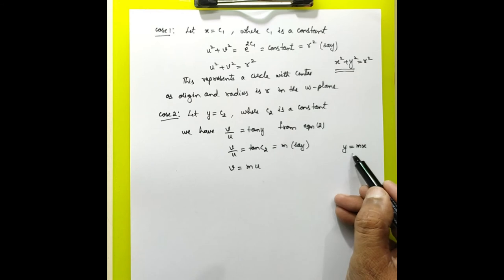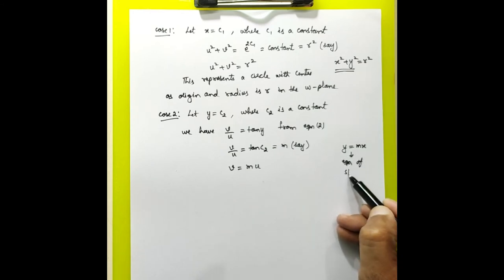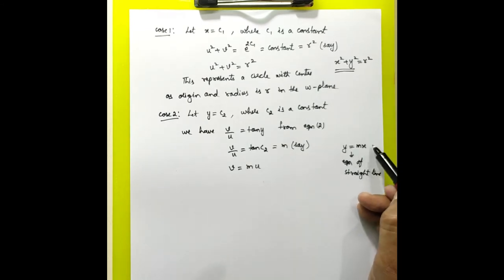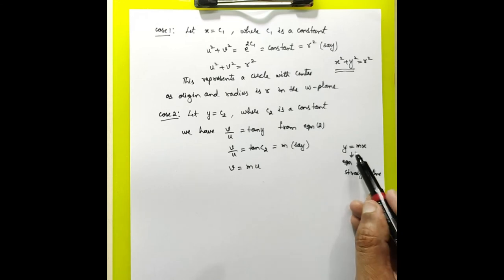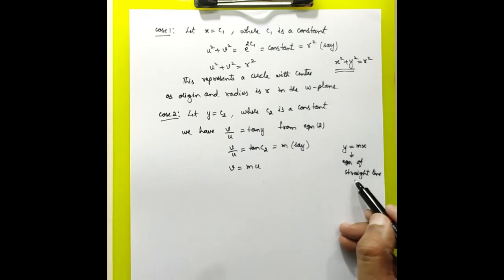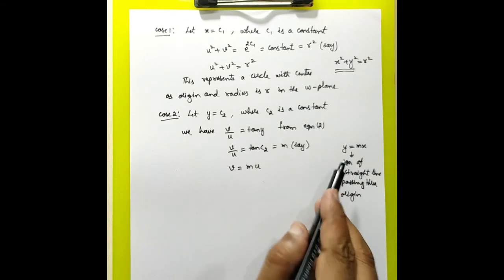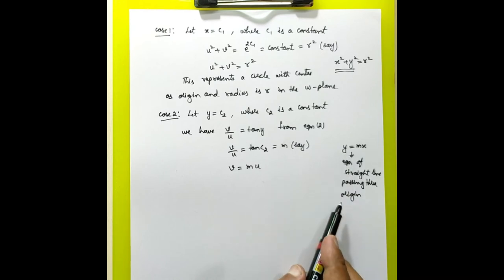So what does this represent? It represents the equation of a straight line. So what type of straight line? It represents the equation of a straight line, because plus C is 0, which means that this straight line passes through the origin. This is the standard equation of a straight line passing through the origin.